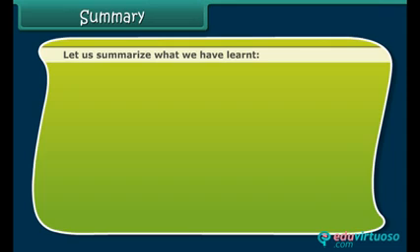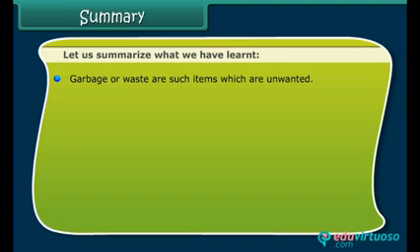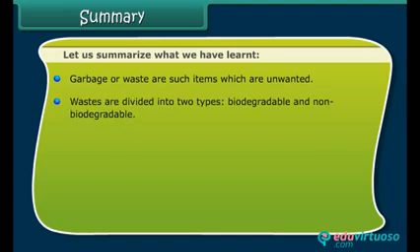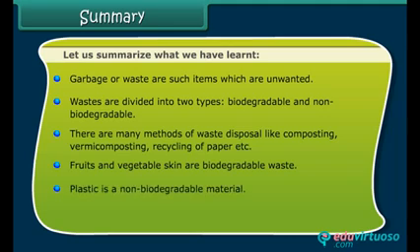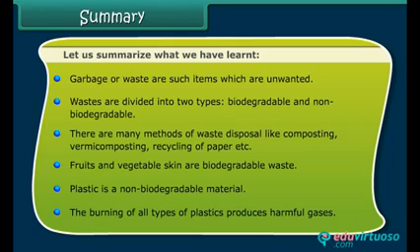Summary. Let us summarize what we have learned. Garbage or waste are such items which are unwanted. Wastes are divided into two types, biodegradable and non-biodegradable. There are many methods of waste disposal like composting, vermicomposting, recycling of paper, etc. Fruits and vegetable skin are biodegradable waste. Plastic is a non-biodegradable material. The burning of all types of plastics produces harmful gases.